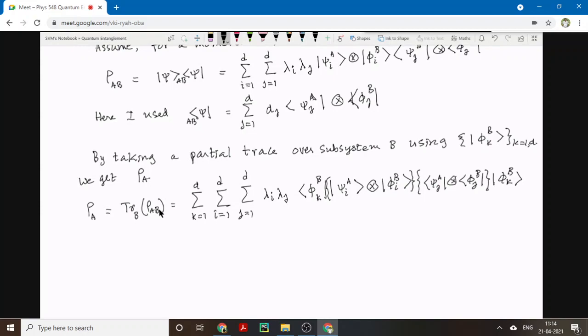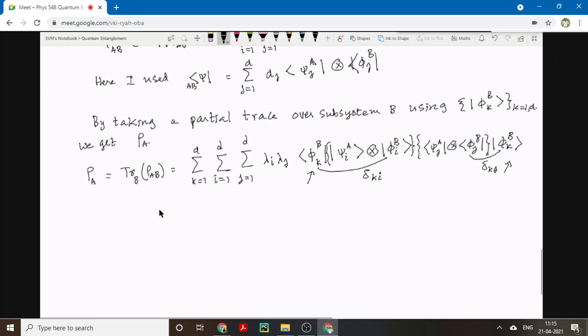So I am putting this phi K B at this point and phi K B at this point only to take the partial trace over B. But notice that since this is subsystem B, the state will pick up this state, and similarly this state will pick up this state. But what is this one? This is an orthonormal basis. So phi K B, phi I B will be simply delta I K, and similarly this is given by delta K J.